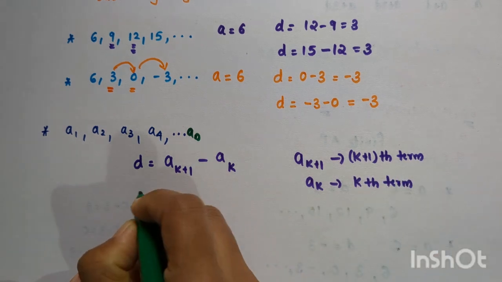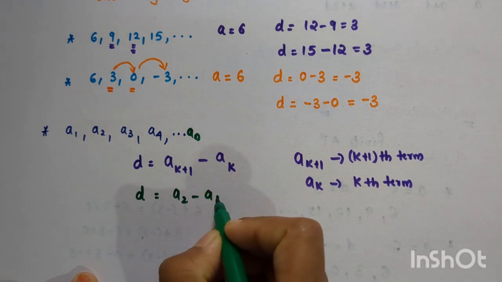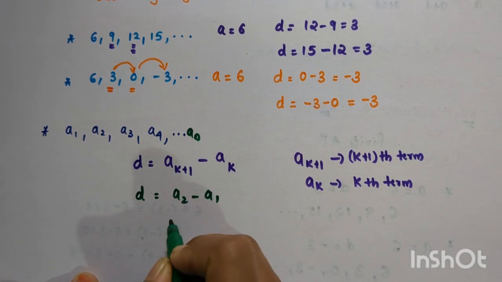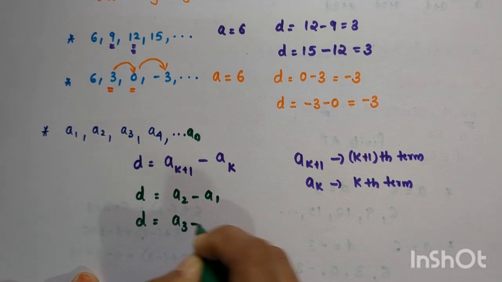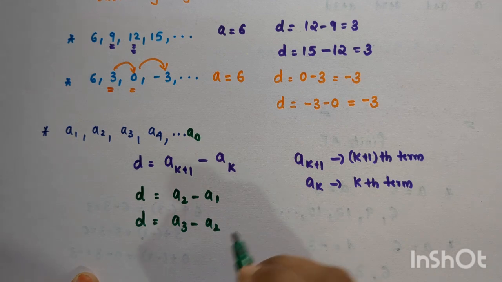That is, the common difference D will be equal to A2 minus A1, because if AK is A1, then AK plus 1 will be 1 plus 1, which is 2, A2. Or D can be found by using A3 minus A2. You just take the difference between two successive or consecutive terms.